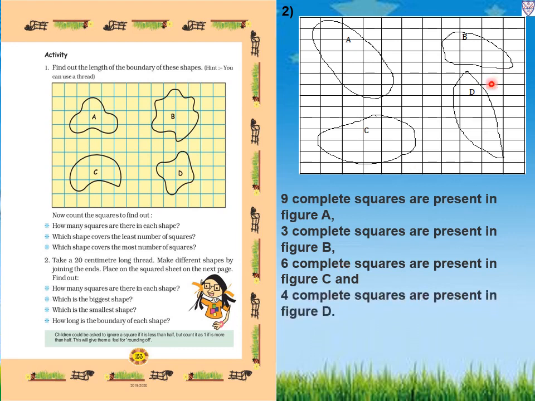Now in D: 1, 2, 3, 4. So how many squares are totally completed? 4 complete squares are present in figure D.